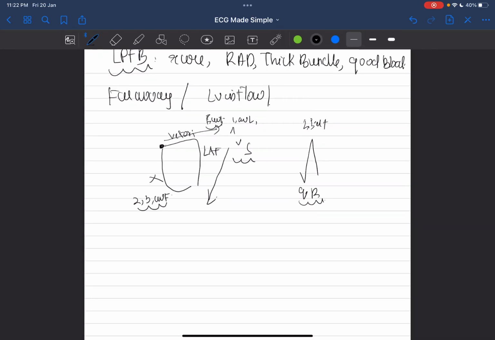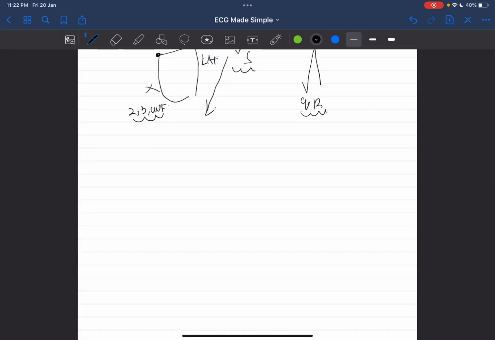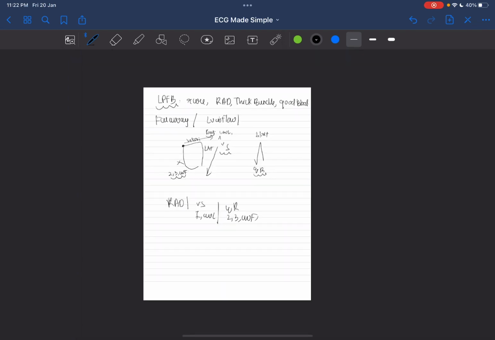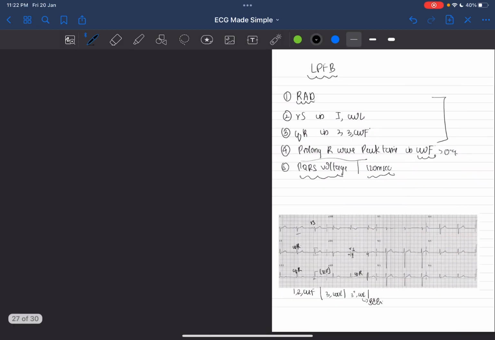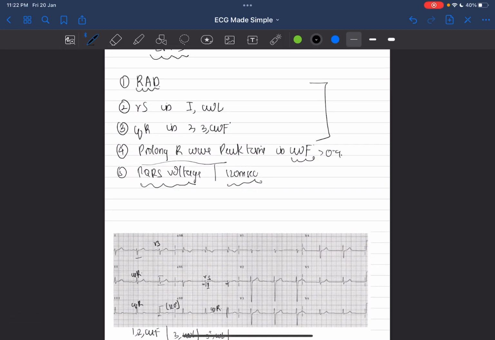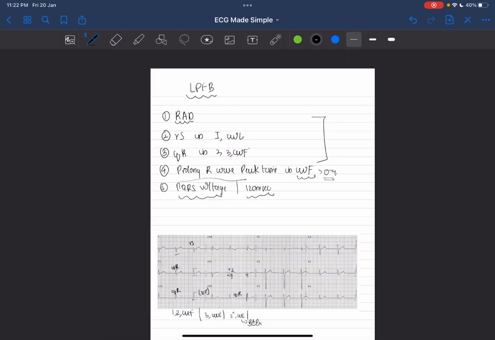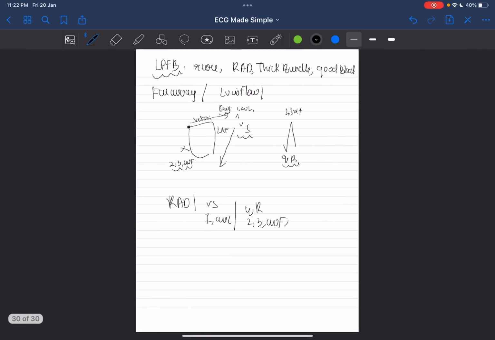So this explains the findings of LPFB. You have right axis deviation, RS complex in 1 and aVL, and QR complex in 2, 3, aVF. So once again, summing up the findings, there is right axis deviation, there is RS complex in 1 and aVL, QR complex in 2, 3, aVF, and a prolonged R wave peak time in aVF, more than 0.045 seconds. This is because there is left anterior fascicular conduction, so this will delay the electrical impulse conduction.